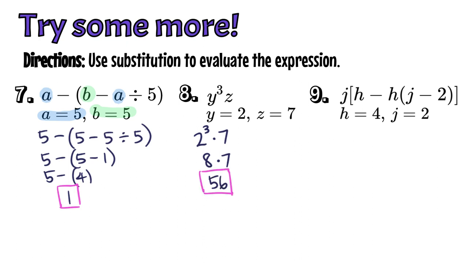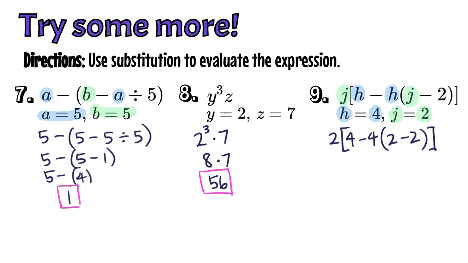In number 9, we have j times the quantity h minus h times the quantity j minus 2. Lots of grouping symbols here. So if you find it helpful, let's go ahead and highlight this one. We have h. Anywhere we see an h, we're going to plug in 4. And we have j. Anywhere we see a j, we're going to plug in 2. So j, which is 2, times h, which is 4, minus h, which is 4, parenthesis, j, which is 2, minus 2. All that's left is using our order of operations to simplify.